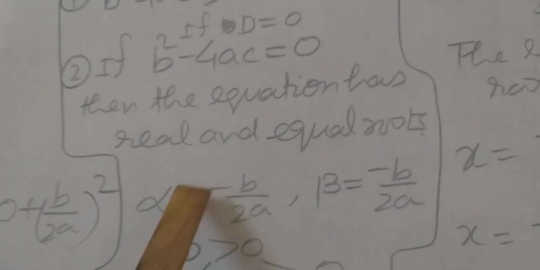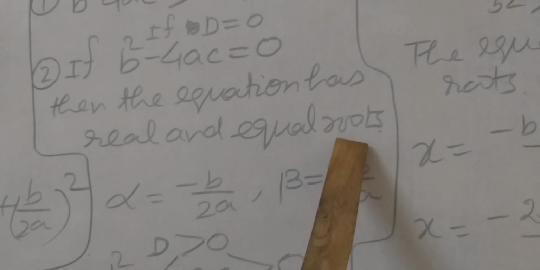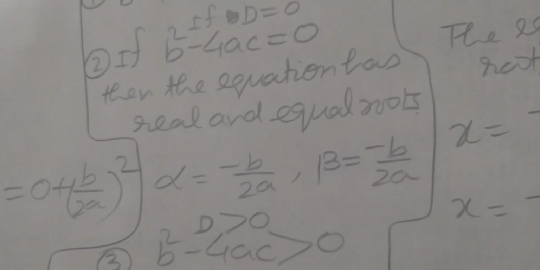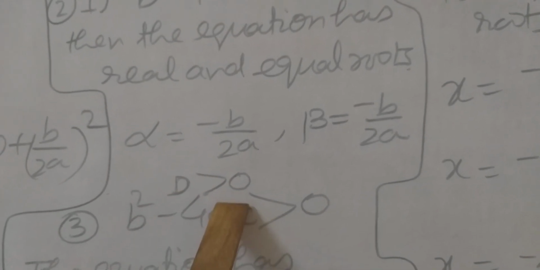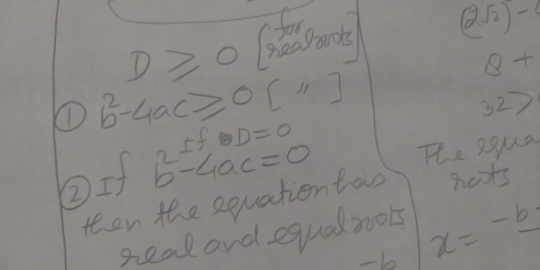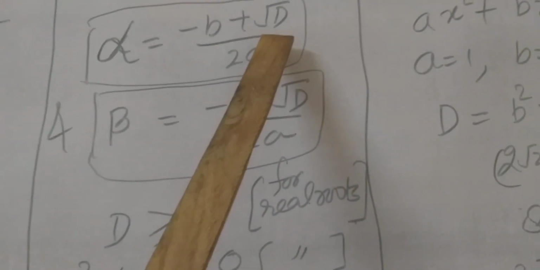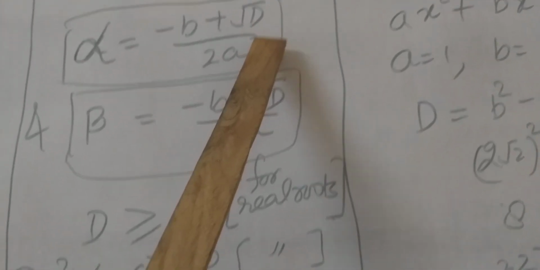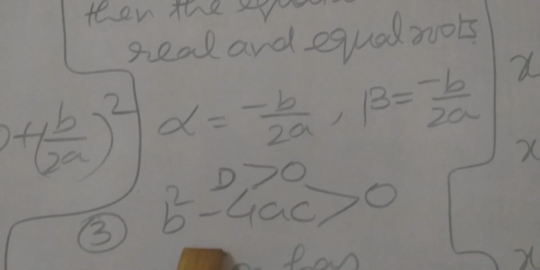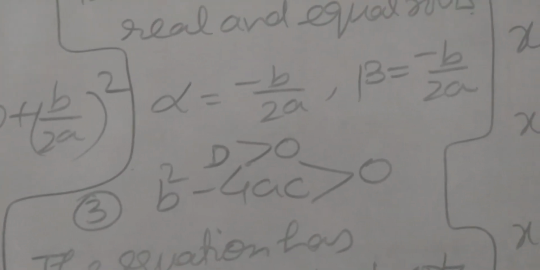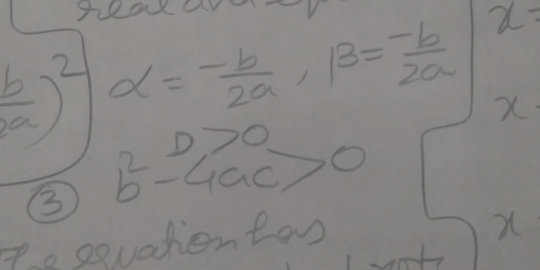Alpha equals minus b upon 2a and beta is also equal to minus b upon 2a. If D is greater than 0, meaning positive, 1, 2, 3, 4, 5, 100 lakh, then b square minus 4ac is also greater than 0. Then the equation has real and distinct roots, meaning different roots.